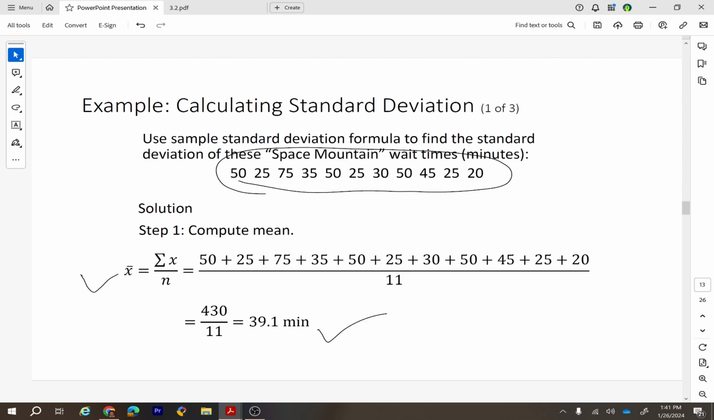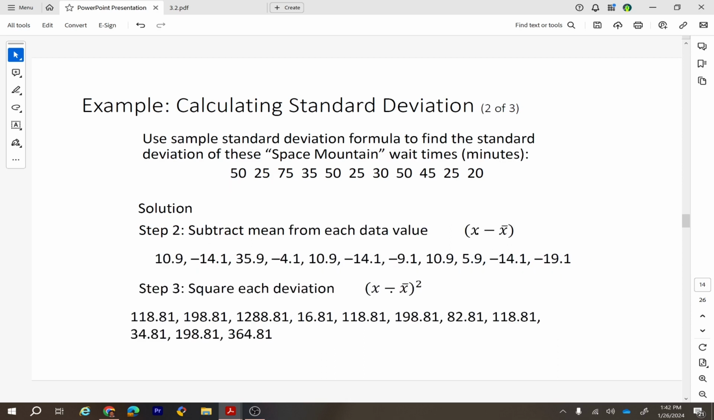In this case, it's a 39.1. After that, you need to find the difference between x minus x bar. Remember, this x means each of these data values. So you find the difference, and these are the differences for each of these data values. You find the square of that, and these are the squares of each of these data values.